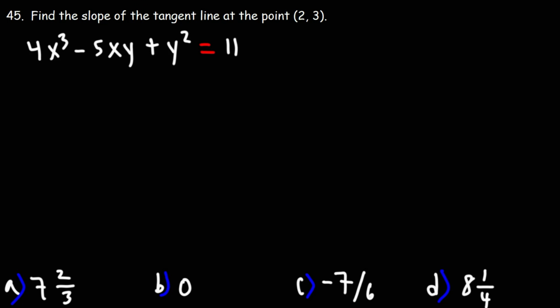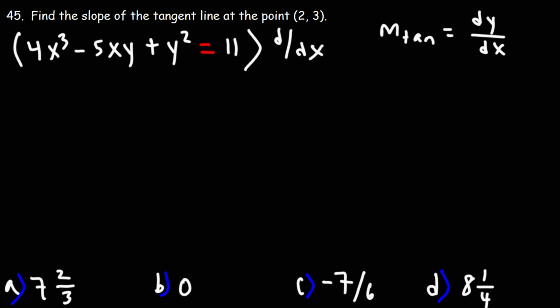Number 45. Find the slope of the tangent line at the point (2, 3). To find the slope of the tangent line, we need to find the value of dy/dx at the point (2, 3). So let's find dy/dx. Let's use implicit differentiation. Let's differentiate both sides of the equation with respect to x.